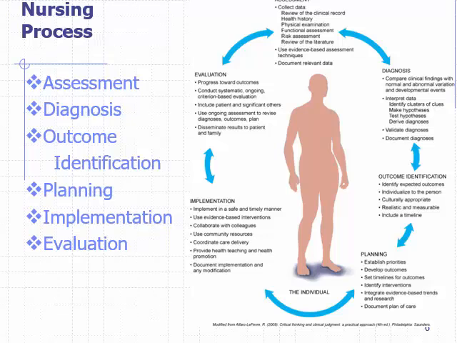So what is the nursing process? If you remember from first year, the nursing process consists of several components: assessment, diagnosis, outcome identification, planning, implementation, and evaluation. As this is what makes nursing nursing, let's look at the various components.